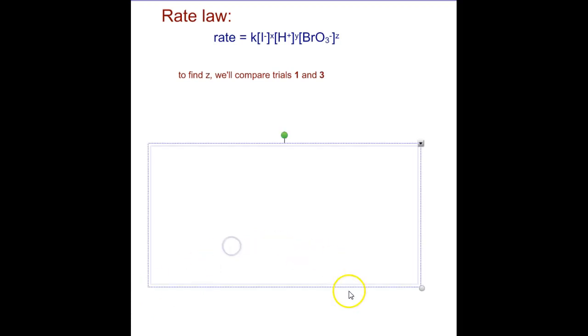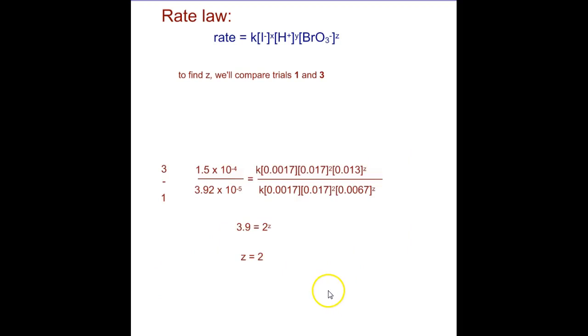And I repeat that step for trials 3 and 1. I divide my rates and I end up with close to 4. My K cancels out. My iodide cancels out, and we now know that that's a 1. My hydrogen ion cancels out, and that we now know that that's a 2. And we end up with 2 to the Z power is about 4, so Z is 2.